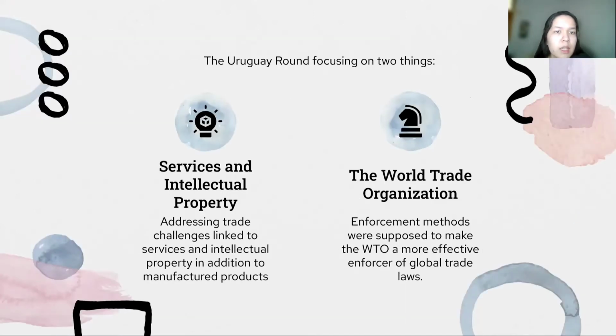Besides, actually, the Uruguay round focused on two things. The first one is services and intellectual property, addressing trade challenges linked to services and intellectual property in addition to manufactured products. And the second one is the World Trade Organization, where enforcement methods were supposed to make the WTO a more effective enforcer of global trade laws.